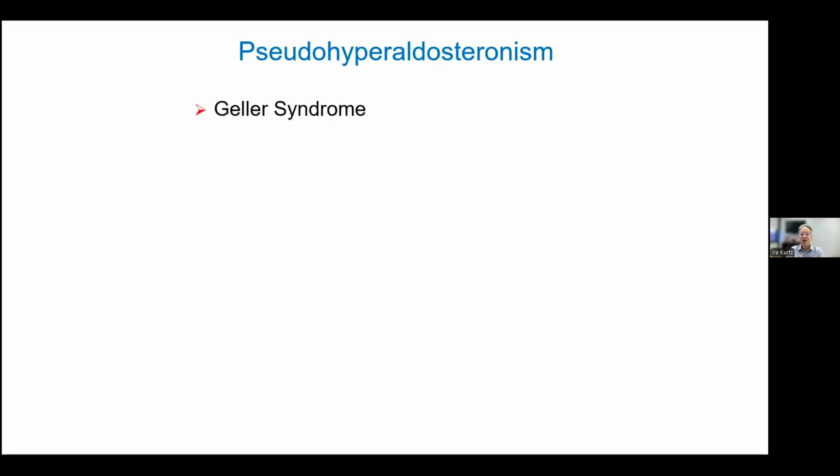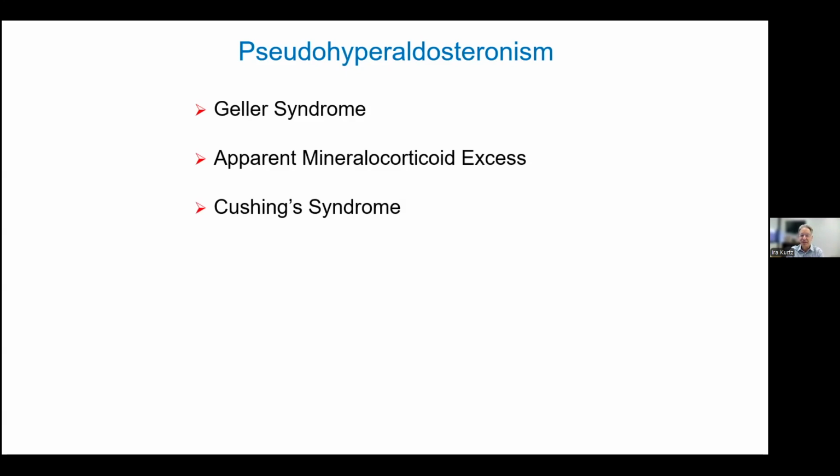So the syndrome is called Geller syndrome. There are other causes. Our particular patient has Geller syndrome, but there are other causes of pseudo-hyperaldosteronism that we won't talk about today. One of them is called apparent mineralocorticoid excess, which is due to 11 beta-hydroxysteroid dehydrogenase type 2 deficiency. We'll talk about that another time.